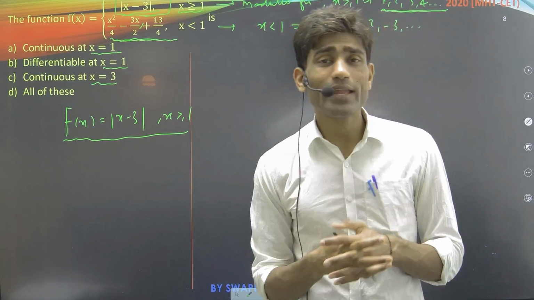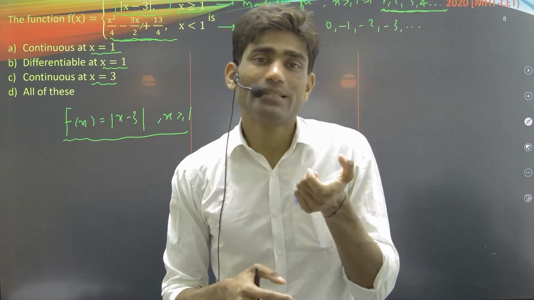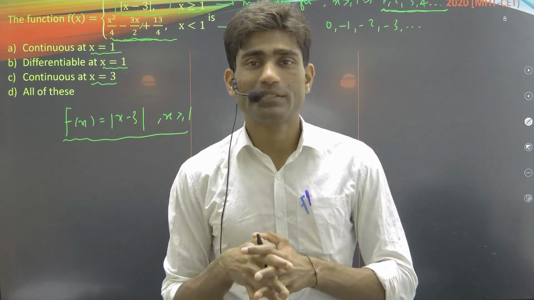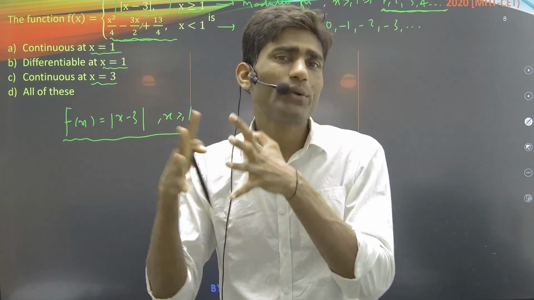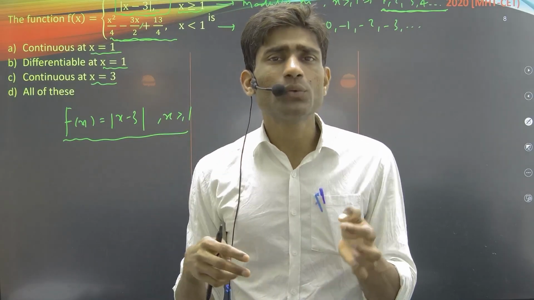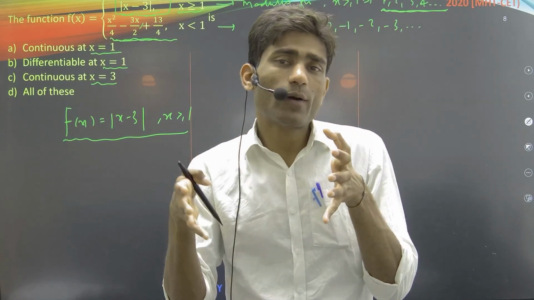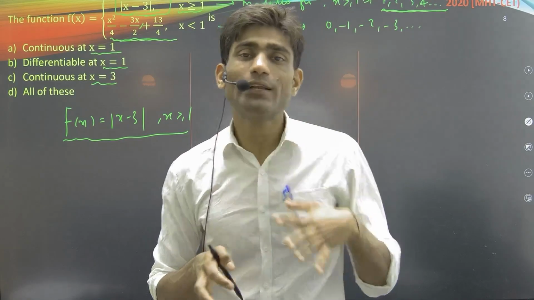Now let's verify continuity and differentiability. Before I explain this solution, let me explain the meaning of continuity and differentiability. Continuity says that the function f of x at that particular point is equal to the positive limit at that point and the negative limit at that point. If all these values are equal, then we say that the function is continuous.